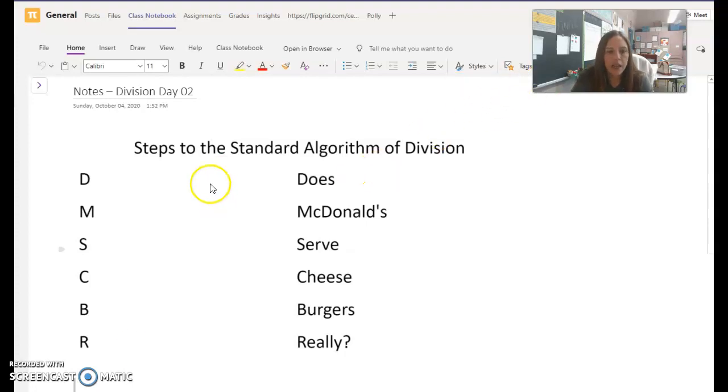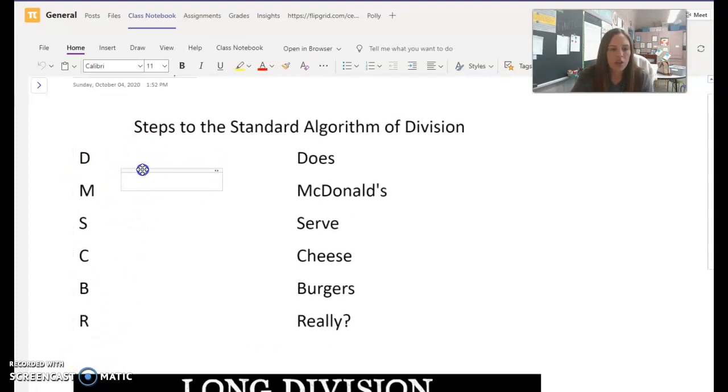Okay, friends, let's take a quick look at our steps to the standard algorithm of division. Now, my little mnemonic device that I like to use to help me remember the steps is, does McDonald's serve cheeseburgers really? So this little mnemonic device, if we remember that, we can remember the first letters of our steps. So the D stands for divide. That is the very first step.